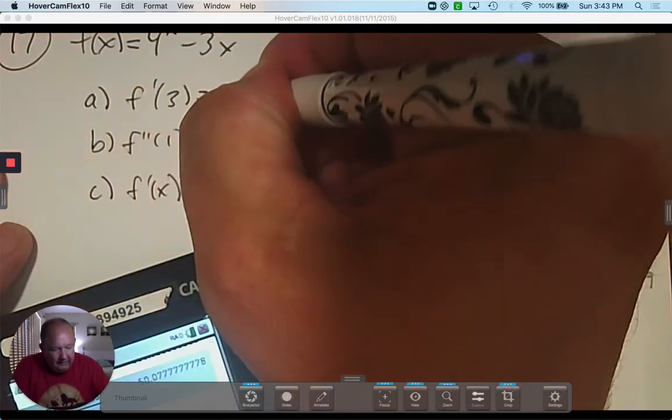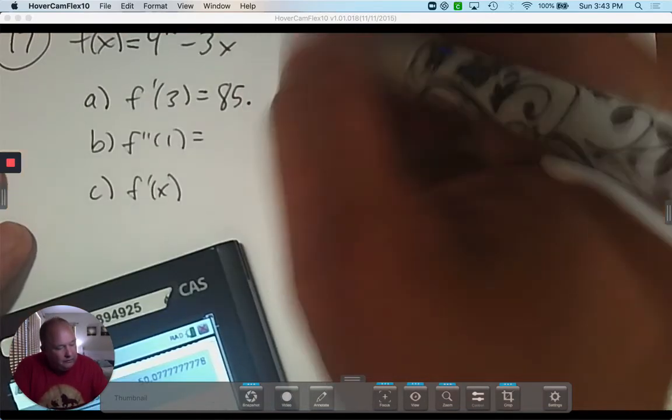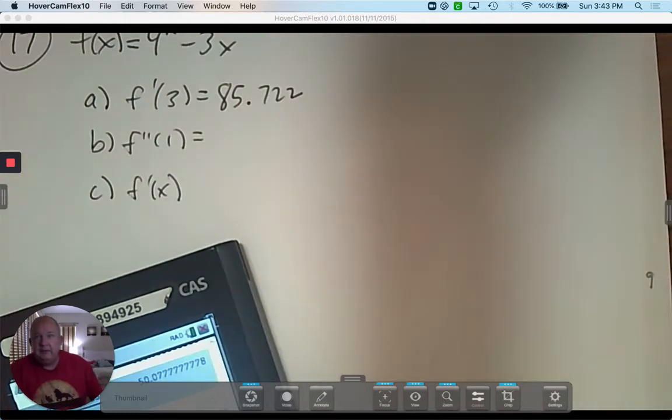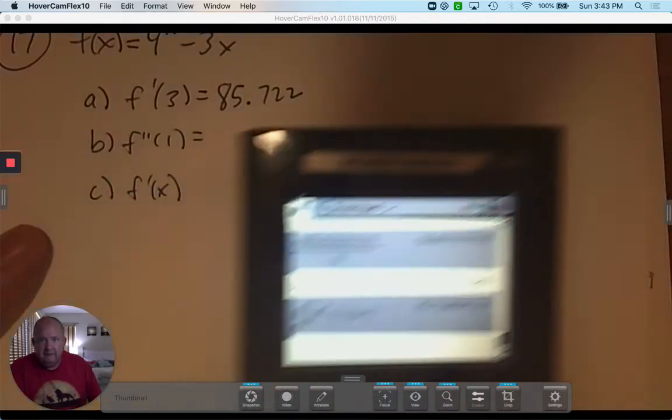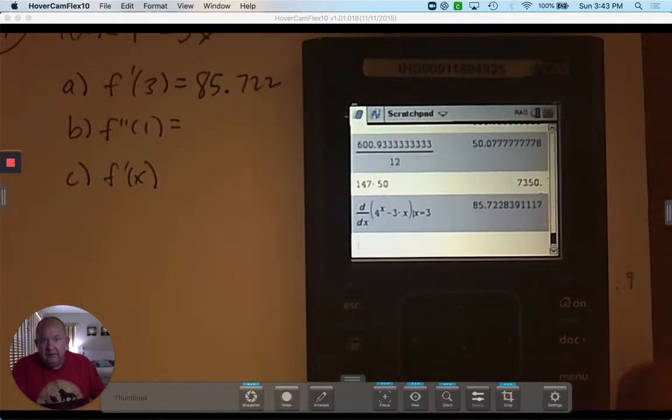Practice truncating. It's okay not to have to round. 3 numbers after the decimal. All right, let's practice it again. So the next one I want to do is I want to find the second derivative at 1. How would I do that?